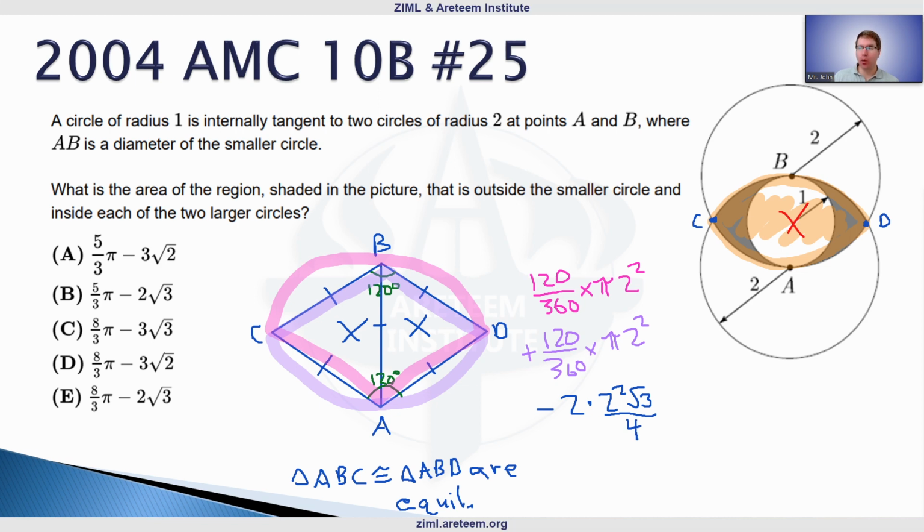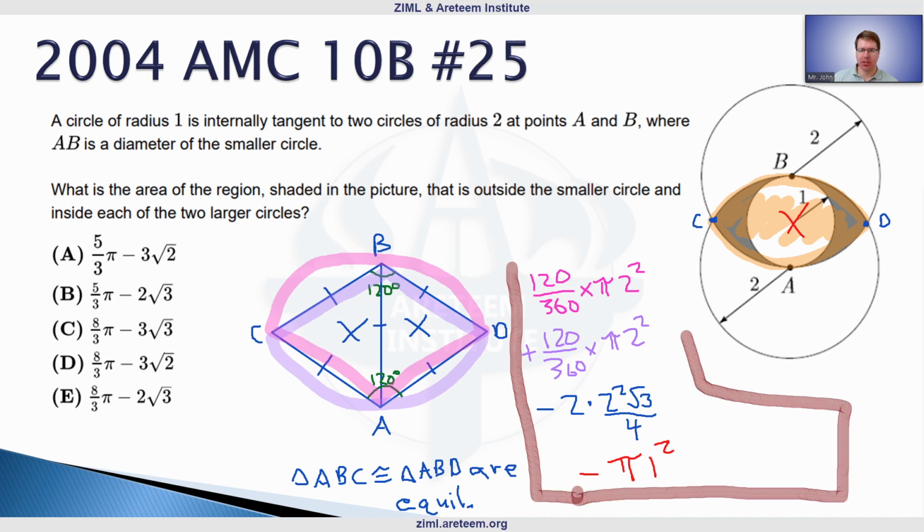Now, don't forget, we needed to subtract that circle as well. So we had that circle of a radius of 1. So we have minus pi times 1 squared in that case as well. Right? This is our whole area of the region we're looking for here. So that is our shape.